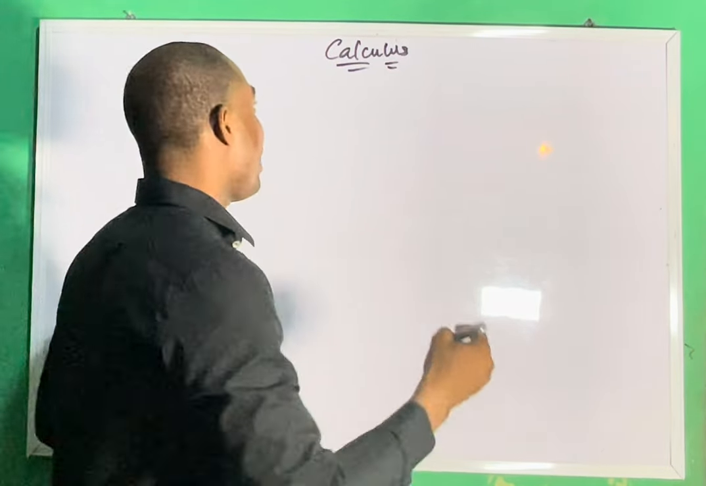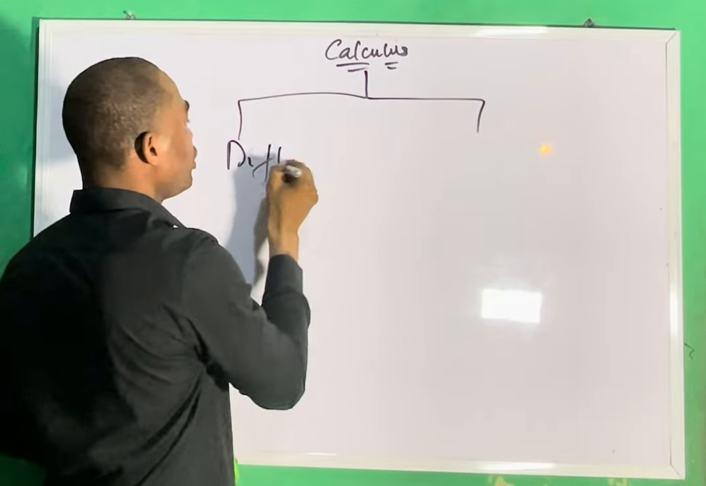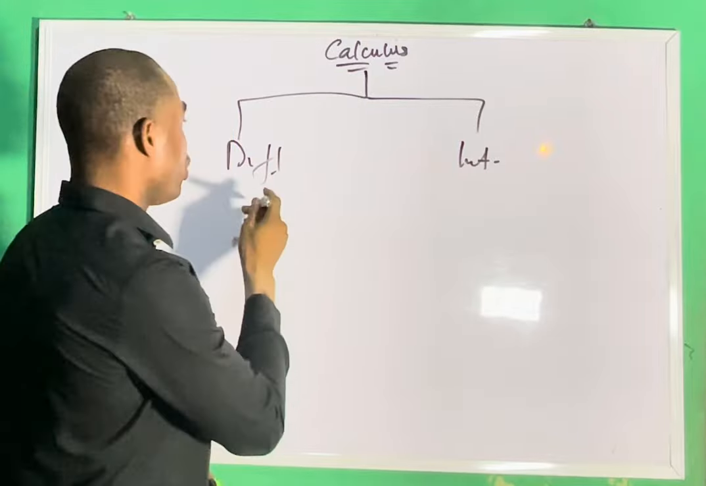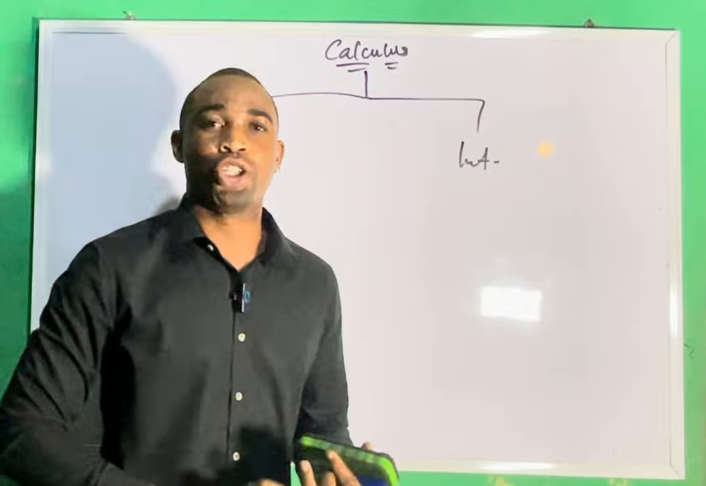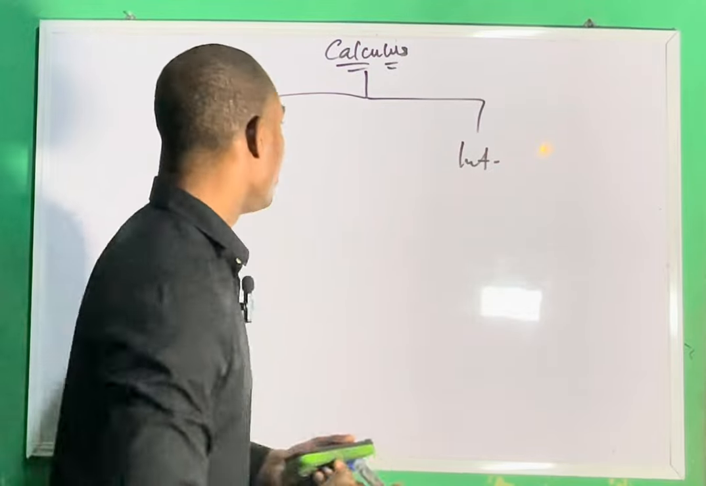Don't forget that in calculus, we have two sets of calculus. We have differentiation, then we have what? The integration aspect. So under the differentiation one, that's where we can now be explaining first principle, chain rule, quotient rule, and so on and so forth.